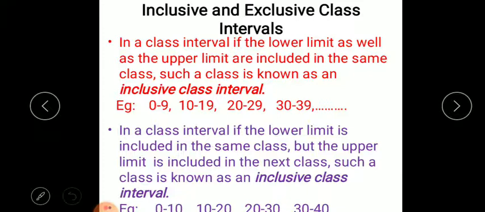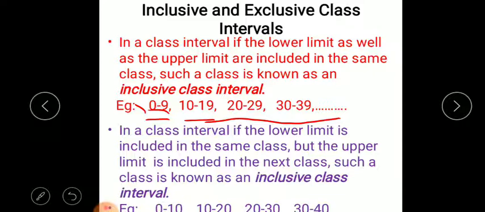Inclusive and exclusive class intervals. What are the differences between them? In a class interval, if the lower limit as well as the upper limit are included in the same class, such a class is known as an inclusive class interval. Suppose the classes are like this: 0 to 9, 10 to 19, 20 to 29, 30 to 39. Here 0 is included in the class, 9 is also included in the same class, both are included in the same class. That is why it is known as an inclusive class interval.